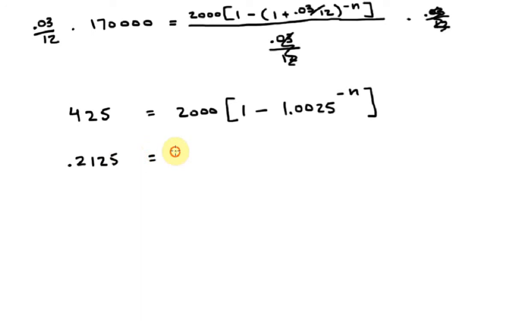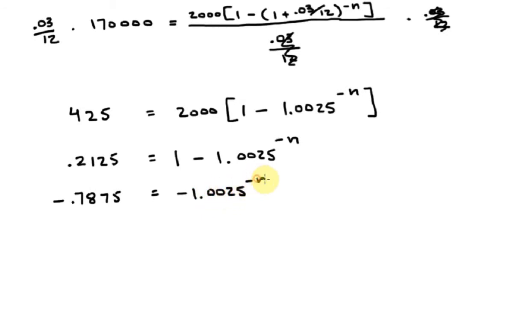All right, and here's what it leaves me on this side. So I've got all the stuff in the brackets. You can see what I'm trying to do. I want to isolate the stuff that has the exponent of the negative n. So next I'm going to take 1 and subtract it from both sides. So I end up with negative 0.7875, and that equals negative 1.0025 to the negative n.